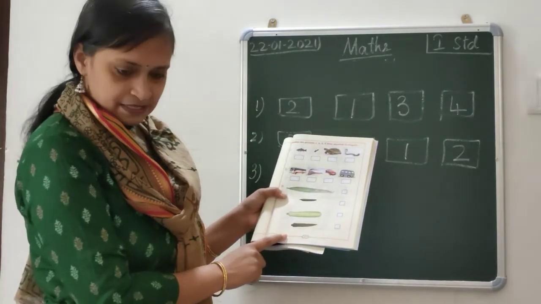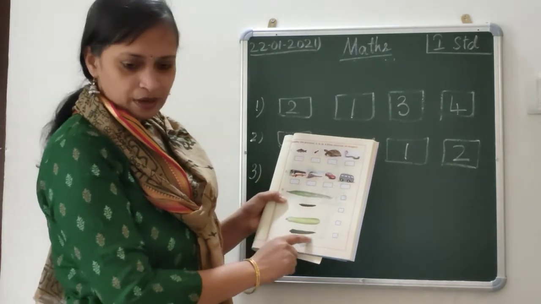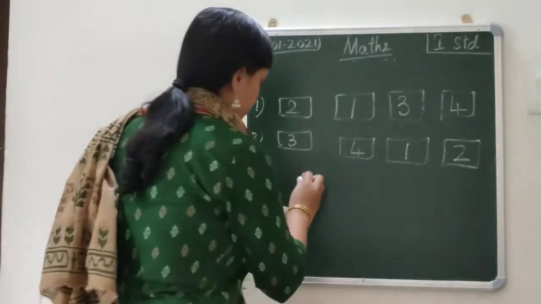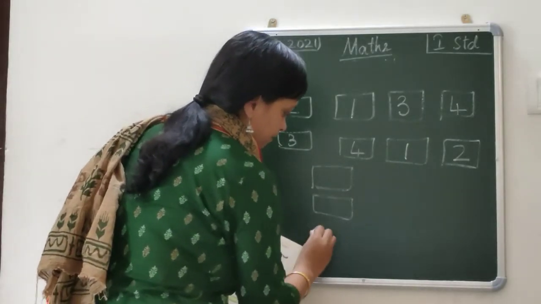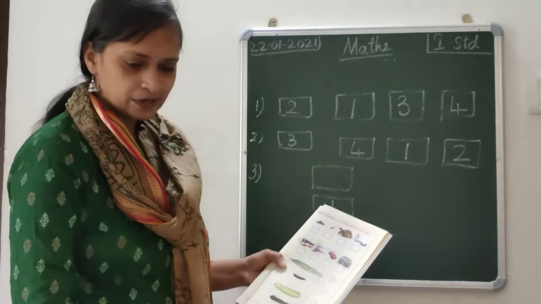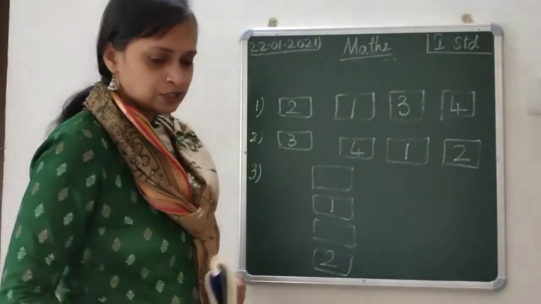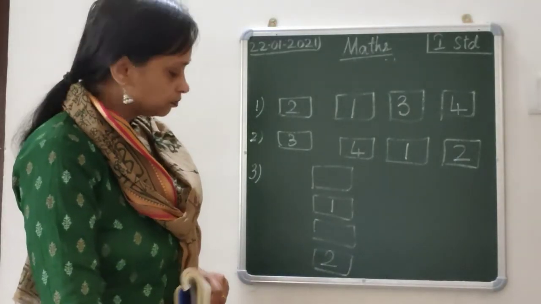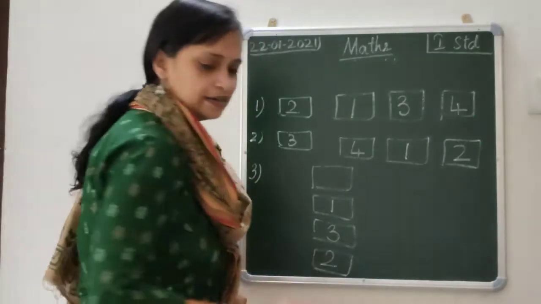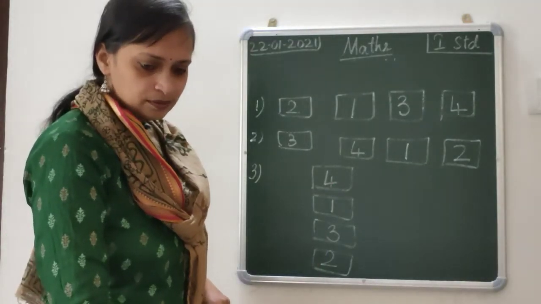Now the next third one, you have 4 vegetables given here. You have the longest one, then you have the chili, then the bottle gourd, then the lady's finger. Which is the shortest one here? Chili. Very good. So you have 4 boxes. The box next to chili, write 1. The last, the fourth picture, write 2. Then third one, bottle gourd. Very good. Bottle gourd is 3, and the first picture is 4. That is the longest one.